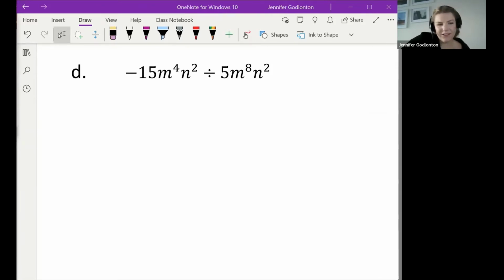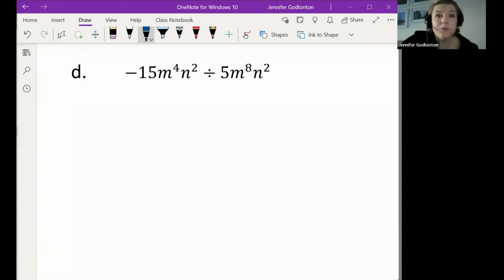Mahal, do you have an answer for us? Yes, ma'am, I have the answer. Okay, talk me through what to do here. Ma'am, we first have to use the laws of exponents to start with the bases first, which is negative 15 divided by 5, which makes it 3. Okay, and I really like that start.